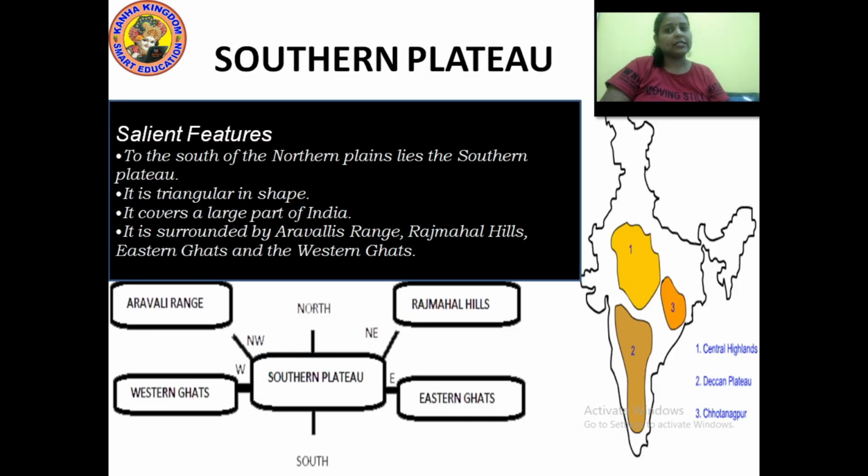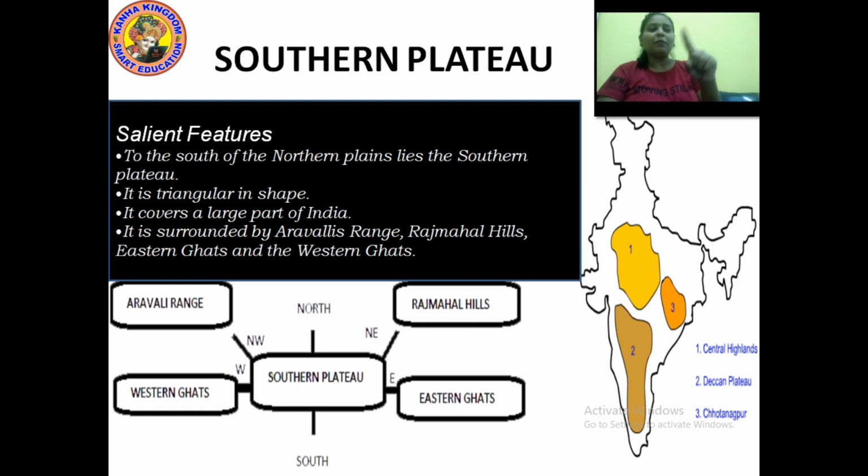Now let's discuss the Southern Plateau. Now what are the salient features of the Southern Plateau? To the south of the Northern Plains lies the Southern Plateau. It is triangular in shape. Why is it triangular? Because at the downside you have seen India is triangular. It covers a large part of India. It is surrounded by Aravalli Range, Rajmahal Hills, Eastern Ghats and Western Ghats.